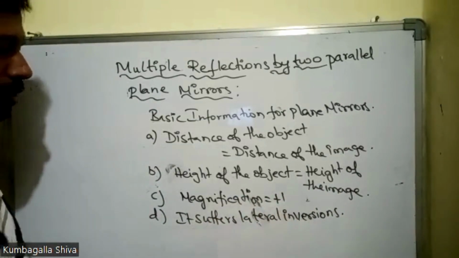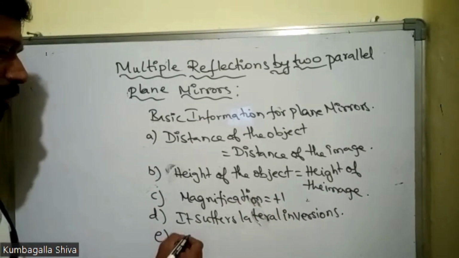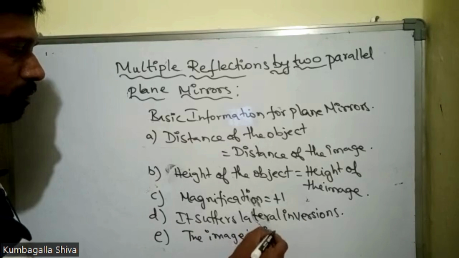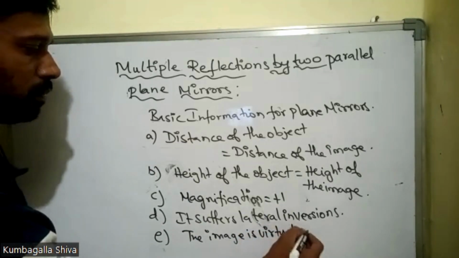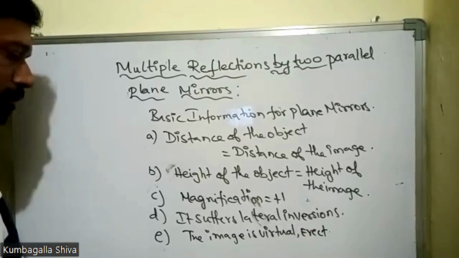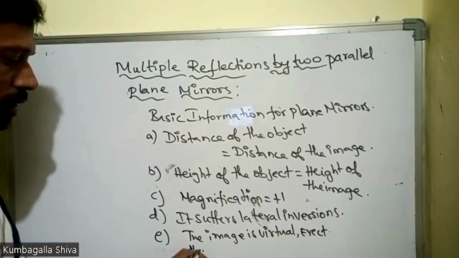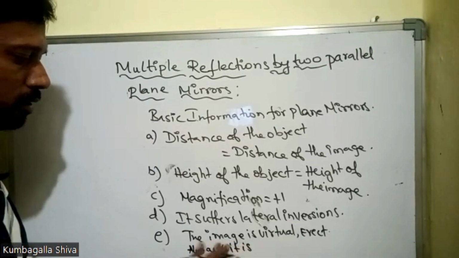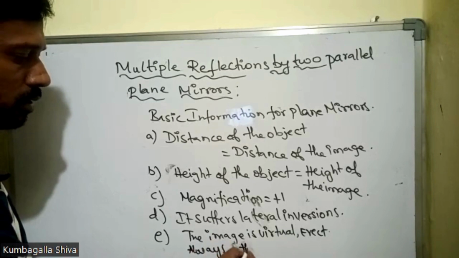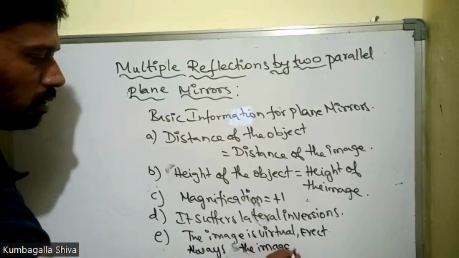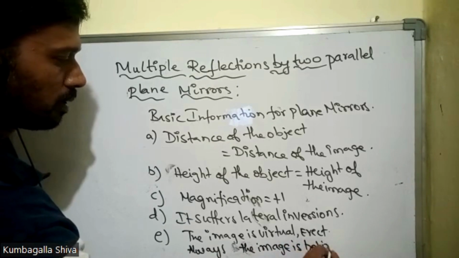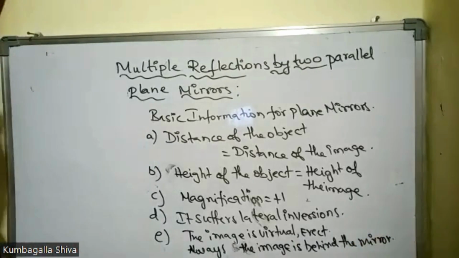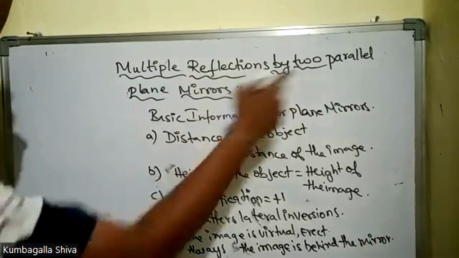It suffers lateral inversions. And last is the image is virtual, erect, and always it is behind the mirror. Always the image is behind the mirror. If you understand all these points, you will understand the multiple reflection by two parallel mirrors.